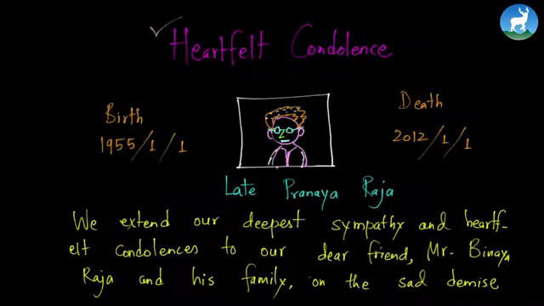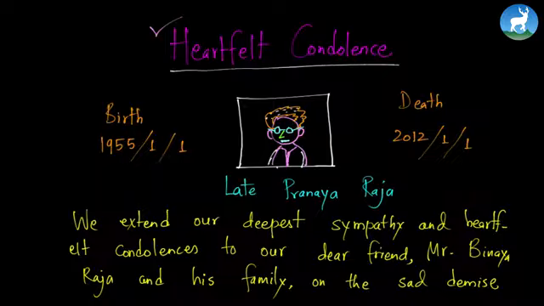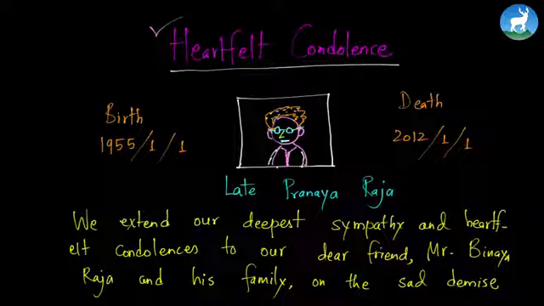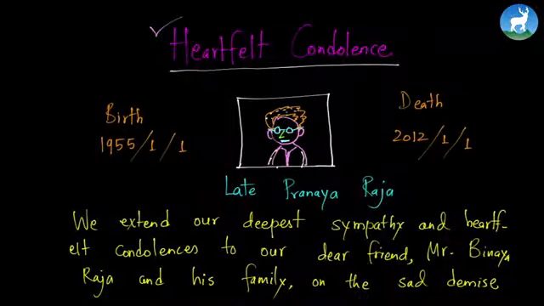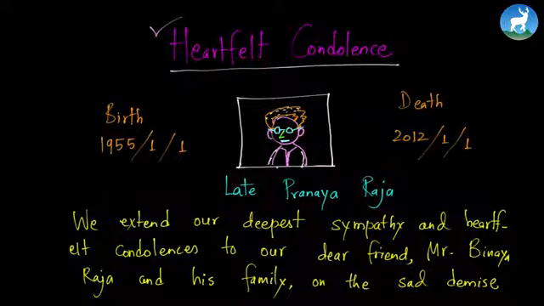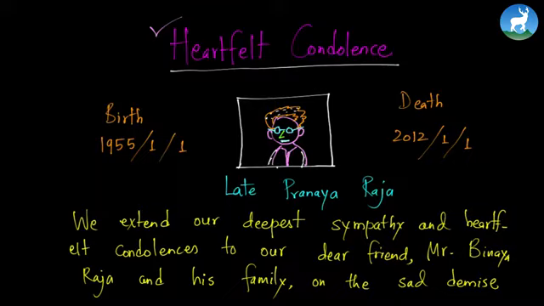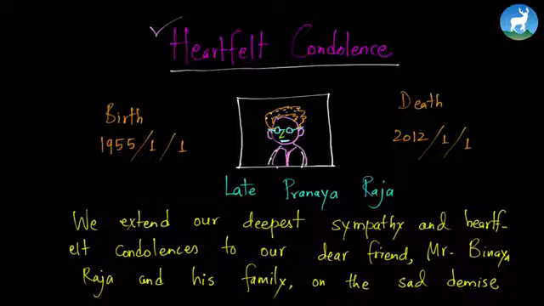So here is a sample obituary that you often see in newspapers, right? The title could be Heartfelt Condolence, or Obituary, or Deepest Sympathies, or Deep Condolences. Then you need to write the date of birth on the left hand side, and on the right hand side you need to write about death. So birth on left hand side, death on right hand side.